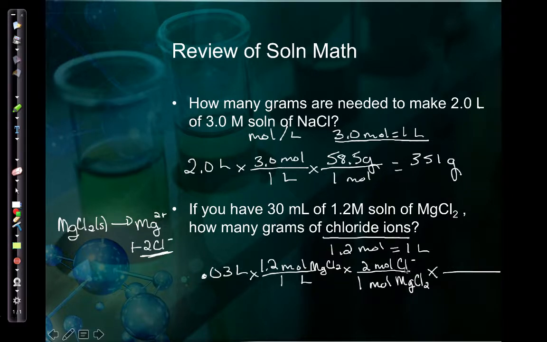Chloride, not chlorine gas, Cl, weighs 35.5 grams for every 1 of these. I'm not talking about the Cl2, I'm talking about the ion, which is just 1 single chloride. Be careful. So when I do this math, I get 2.556, so about 2.6 grams.